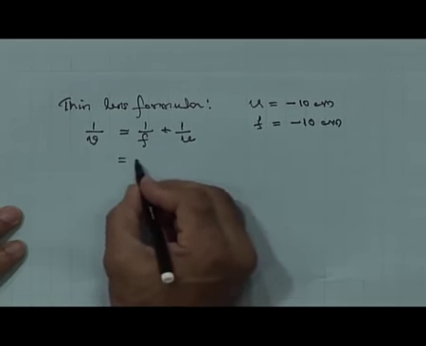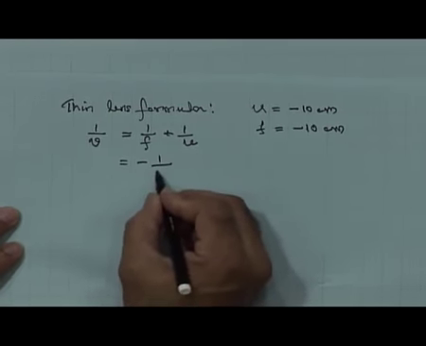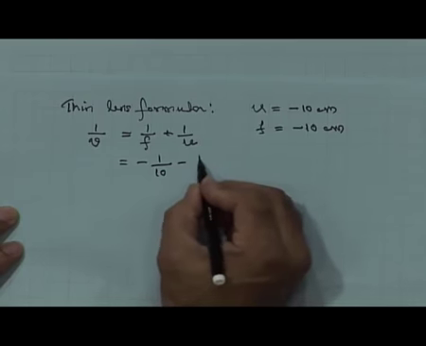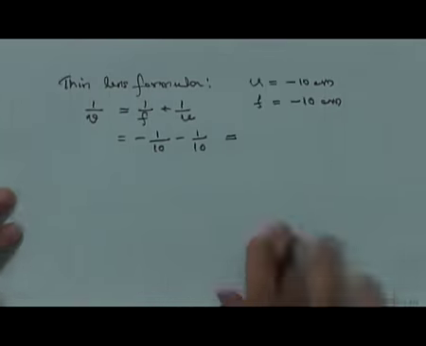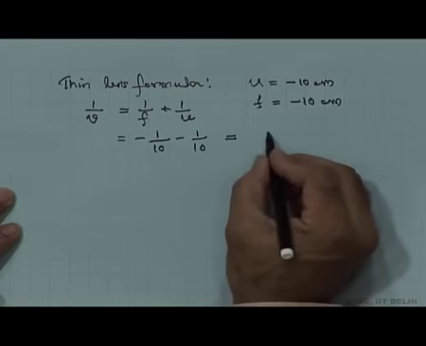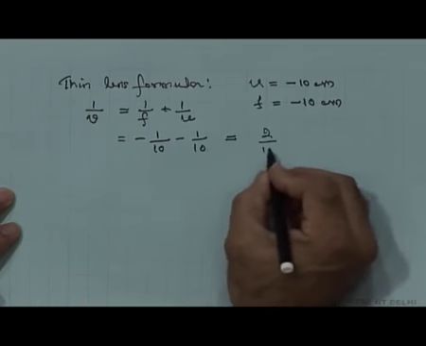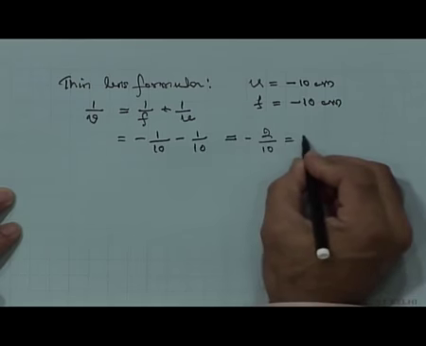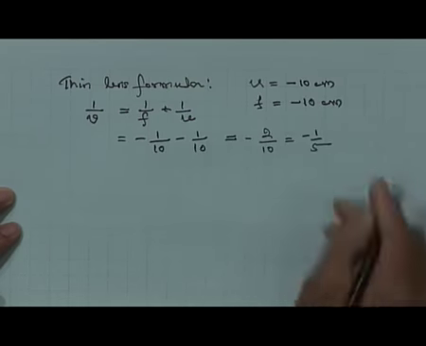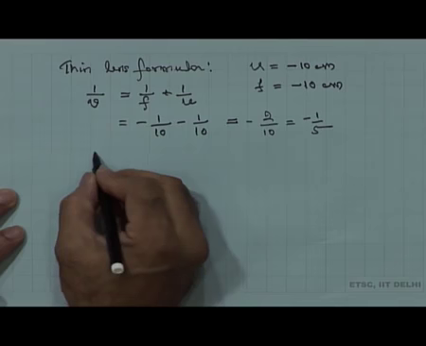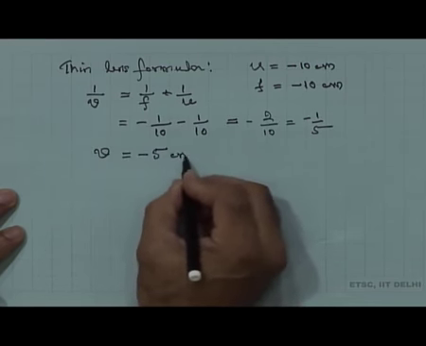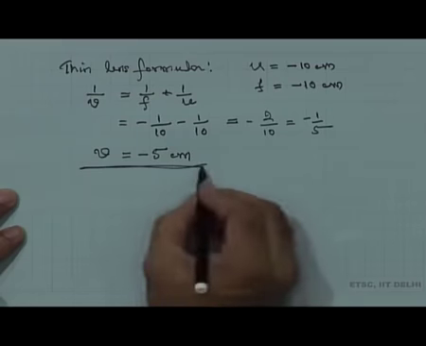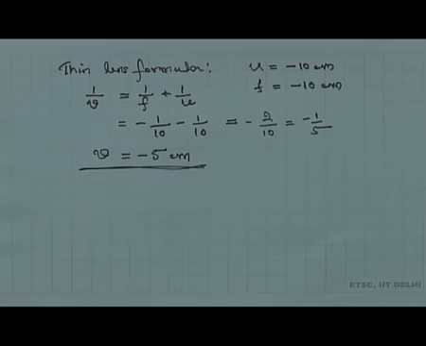Therefore, 1 by v is equal to minus 1 by 10 minus 1 by 10, which is, with minus common, 2 by 10, which is equal to minus 1 by 5, or v is equal to minus 5 centimeter.